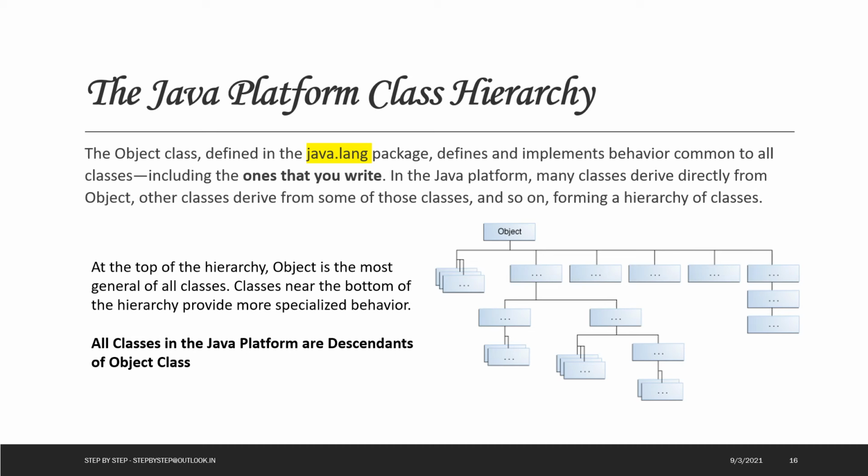At the top of the hierarchy, Object is the most general of all classes. Classes near the bottom of the hierarchy provide more specialized behavior. As we go further down, the classes will be extended to depict more specialized behavior. All classes in the Java platform are descendants of the Object class. So if anyone asks you who is the topmost parent class, it is the Object class, and all the classes below it are descendants of the Object class.